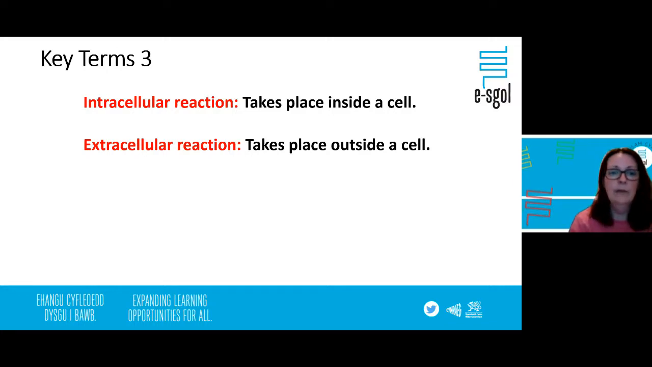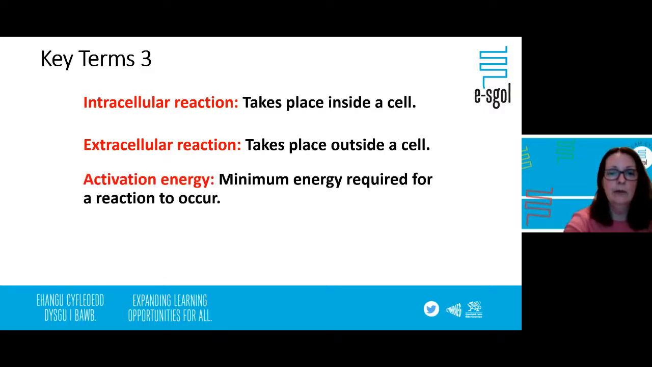And here we've got two types of reaction to do with enzymes and how they behave: intracellular and extracellular. So intracellular reactions take place inside the cell, and extracellular reactions take place outside of the cell. So again, we've covered quite a few terms already. So at any point you want to pause the film, do so to make notes to help you with your revision.